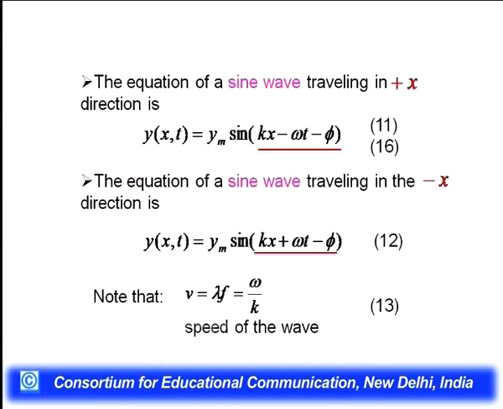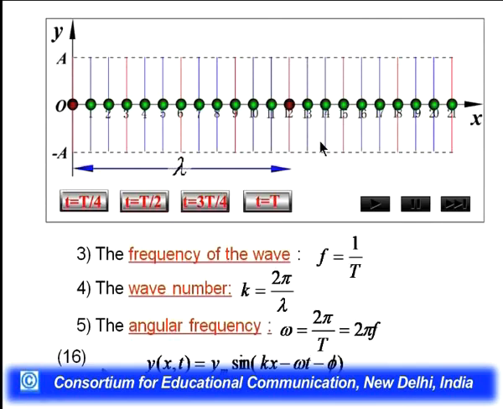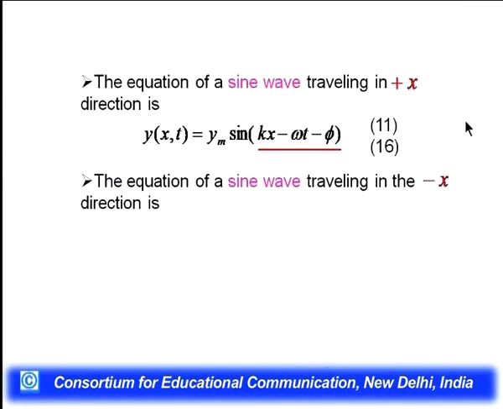in terms of propagation constant and angular frequency. Now the equation of the sine wave travelling in the positive x direction will become y(x,t) = y_m sin(kx - omega t - phi). Here we see the previous equation, it is kx - omega t - phi. Now this equation for the plus x will be the same, kx - omega t - phi. This is the sine wave travelling along the x axis.